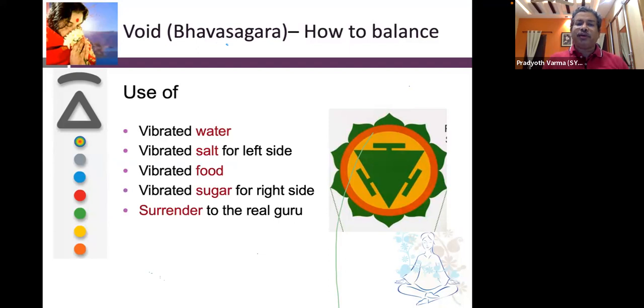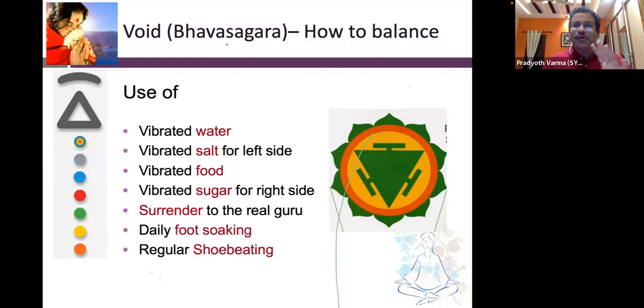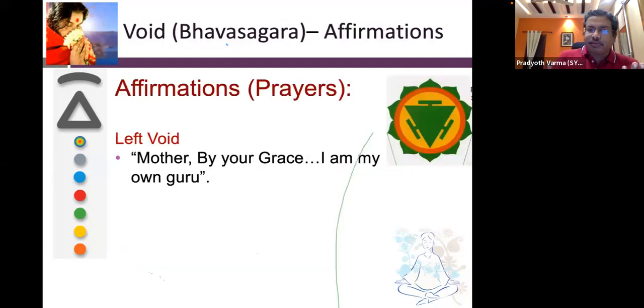So now how to get it into balance? Water. This is a water element, isn't it? So we will explain today the vibrated water treatment, how to vibrate the food, how to do the foot soaking, and hence we kept foot soaking today, because this is one of the easiest and the best ways to cleanse the first 3 or 4 chakras, which are Muladhara, Swadhisthana, Nabhi, and the Void. Okay, so we will explain this treatment in more detail today, and that has to be done every day. And of course, the mantra and affirmations.